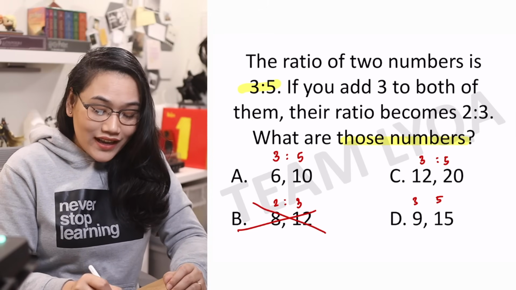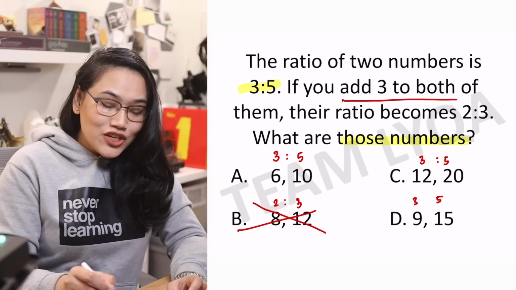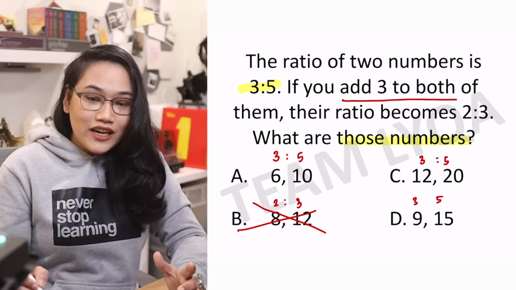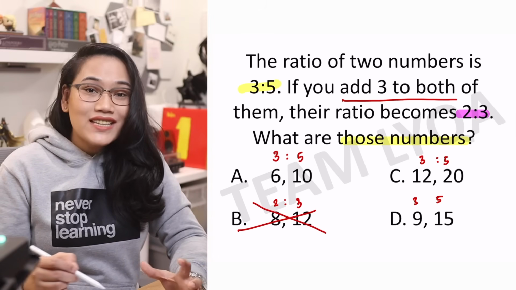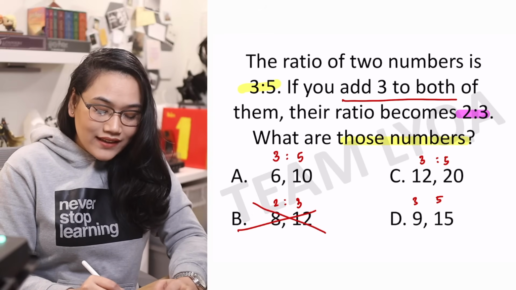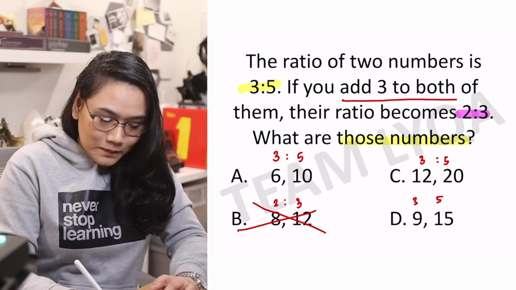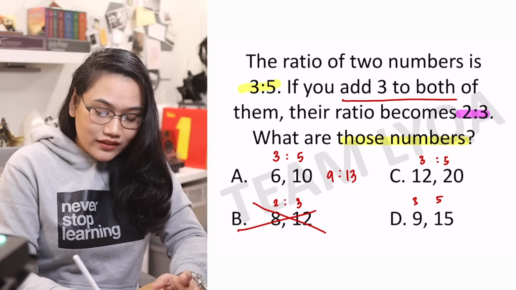Now, next ko gagawin ay gagawin ko yung sinabi doon sa tanong, if I add 3 to both, tapos i-check ko kung ang magiging ratio ay 2 is to 3. Now, how do I do that? I just add 3 sa kanilang pareho. 6 and 10, 6 plus 3 is 9. 10 plus 3 is 13.